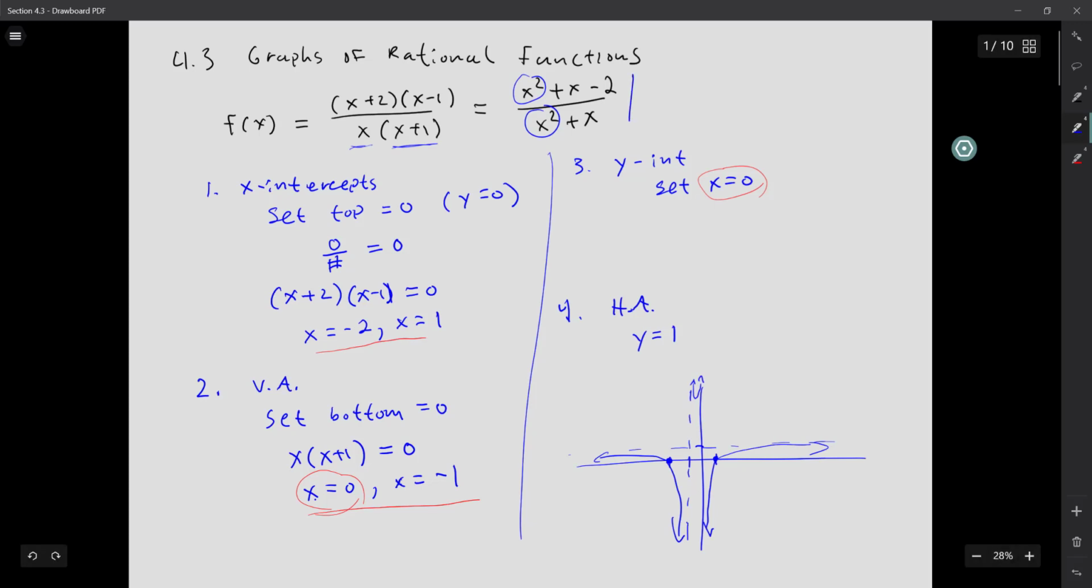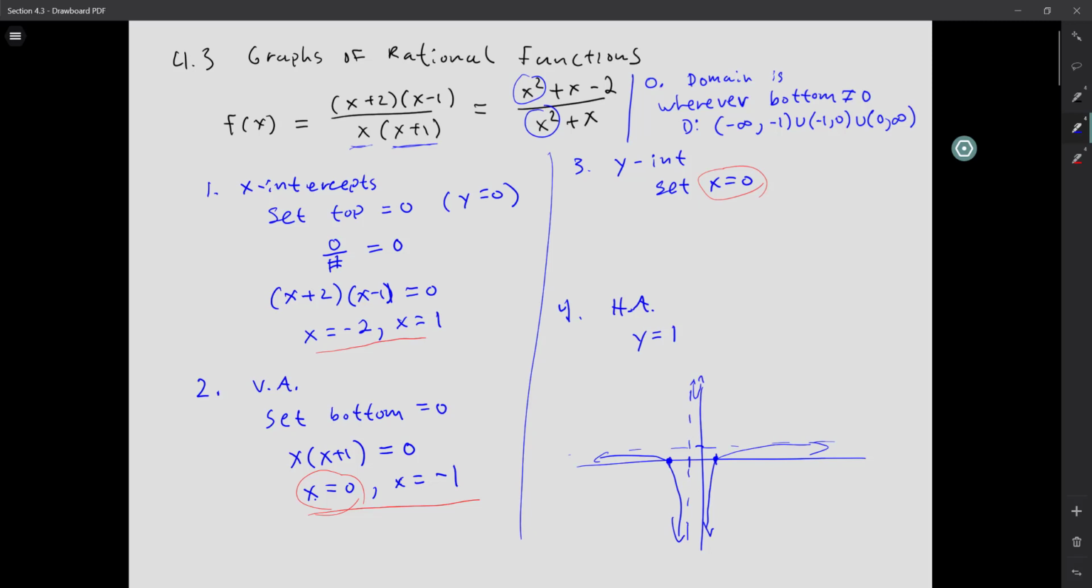I should have probably started with a step 0 here. We get this information when we're looking at the vertical asymptotes, but the domain is wherever the denominator is not 0, wherever bottom is not equal to 0. So since my vertical asymptotes were 0 and -1, my domain goes from -infinity to -1, everything between -1 to 0, and everything after 0 to infinity.